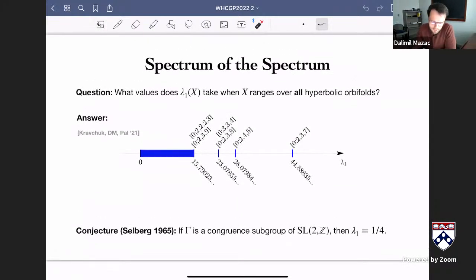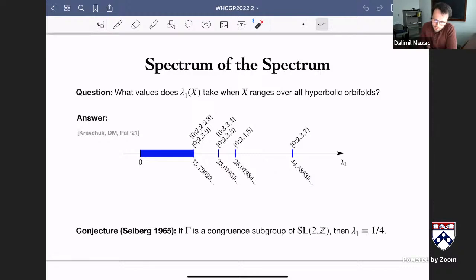Another type of result, which is closely related, that we got is about the spectrum of lambda 1. So the question is, what values does the spectral gap take when X ranges over all hyperbolic orbifolds? And to our surprise, nobody seems to have asked this question in the literature. And by computing various upper bounds, we came up with the following picture. That there are several discrete points.